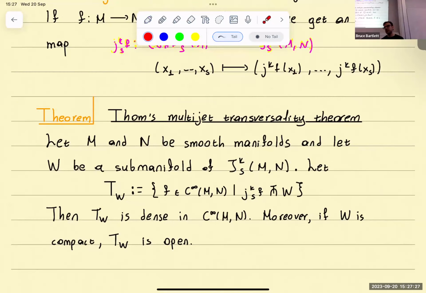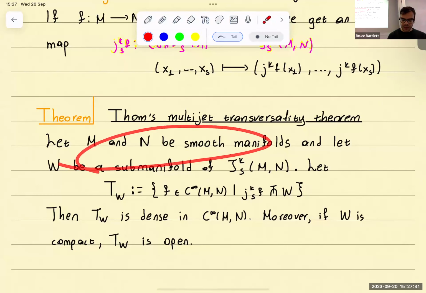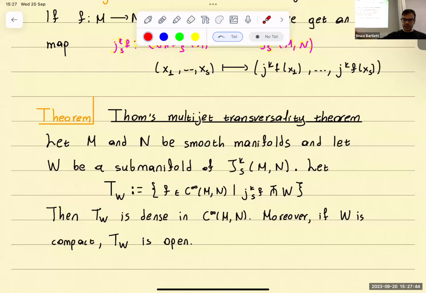The multi-jet transversality theorem is just, well, take the transversality theorem and substitute S-fold k-jet bundles wherever there are k-jet bundles. So you have M and N smooth manifolds, you get a submanifold W of the S-fold k-jet bundle, and you look at the collection of all smooth maps from M to N whose S-fold k-jet section intersects W transversally. That's going to be a dense subset of the space of all C-infinity maps from M to N. And furthermore, if W is compact, a slightly stronger condition, it will be open.